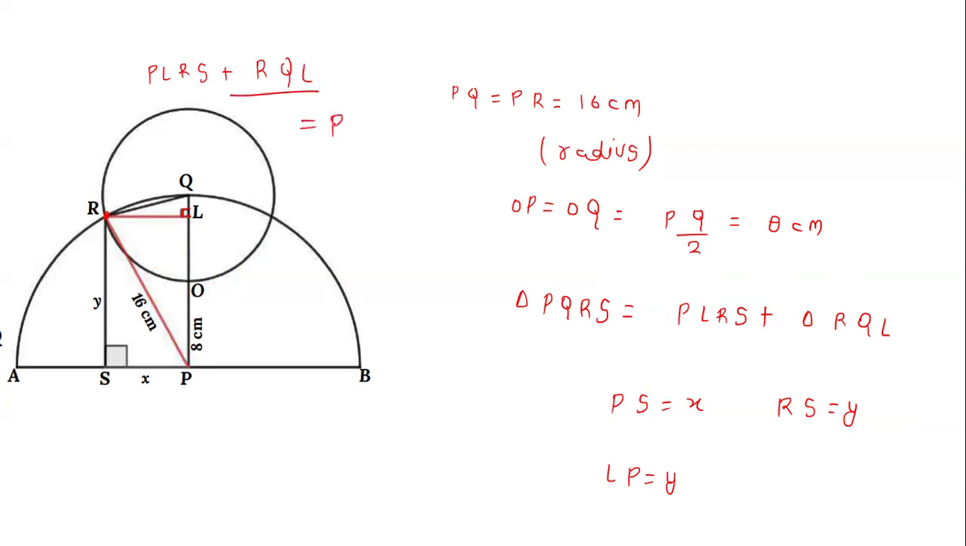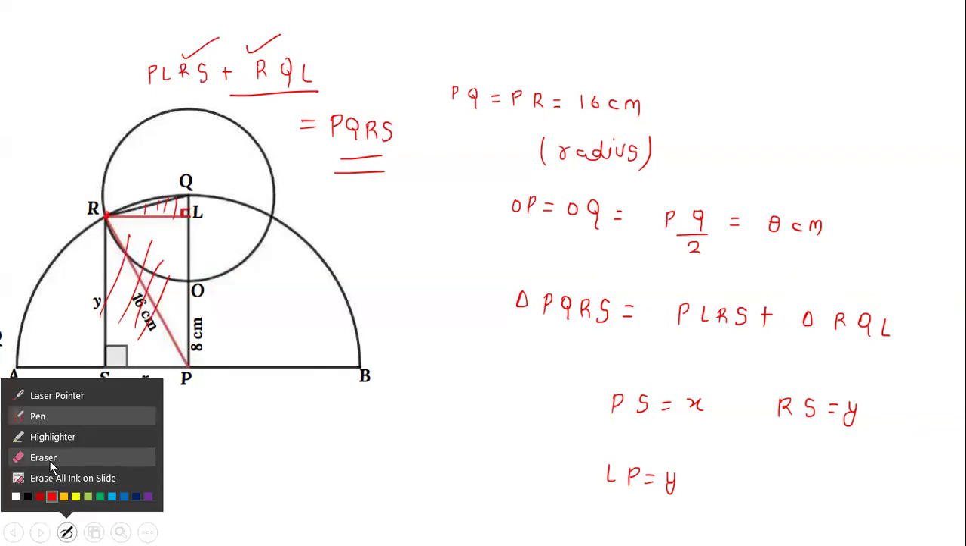So the sum of this area and this area is equal to the PQRS area. So our strategy is this: we find the area of this rectangle and this triangle, and then we add, and then we find the total area of the PQRS.